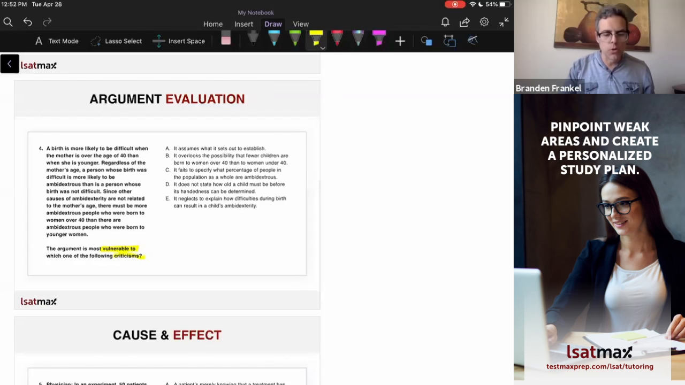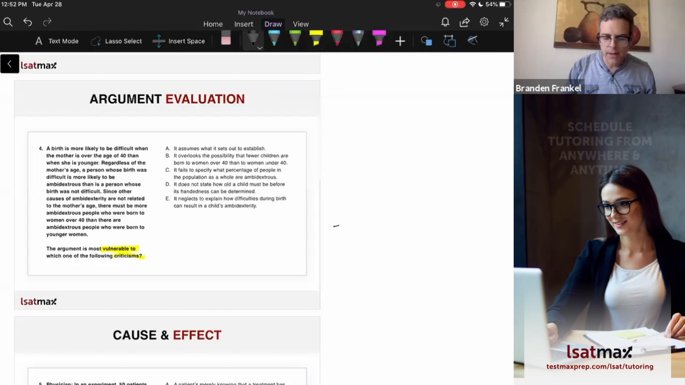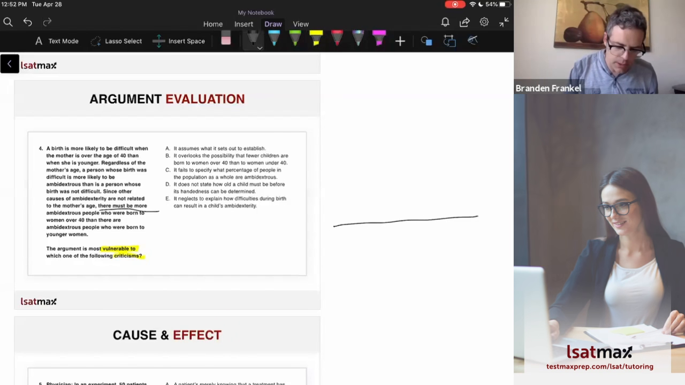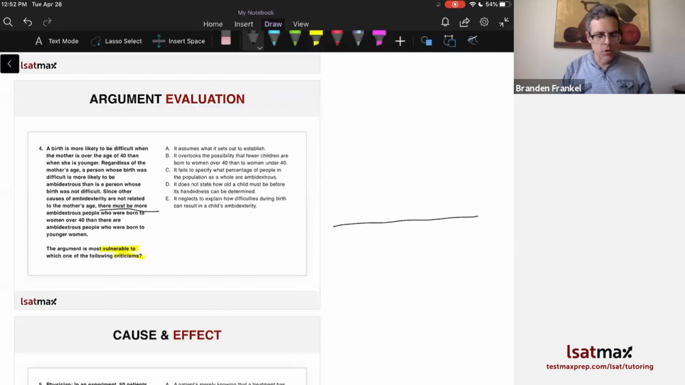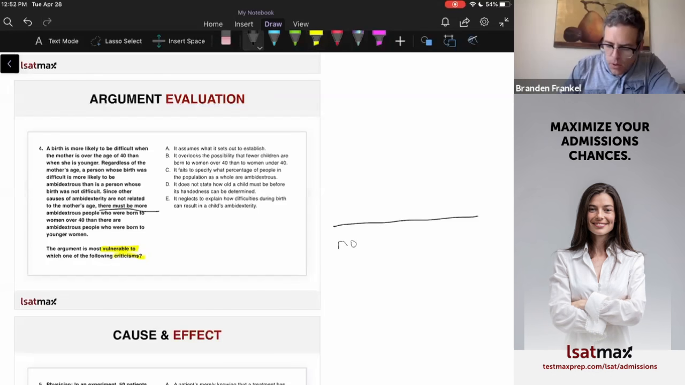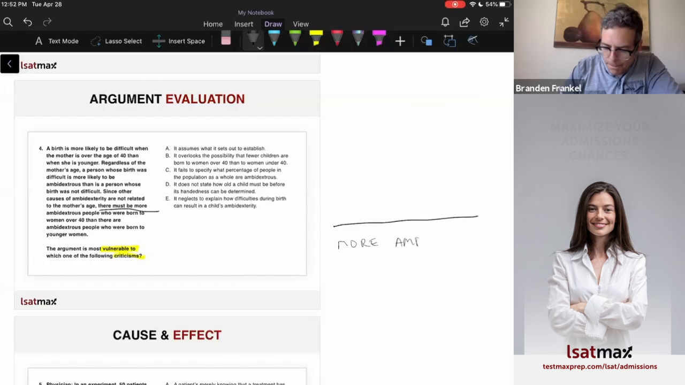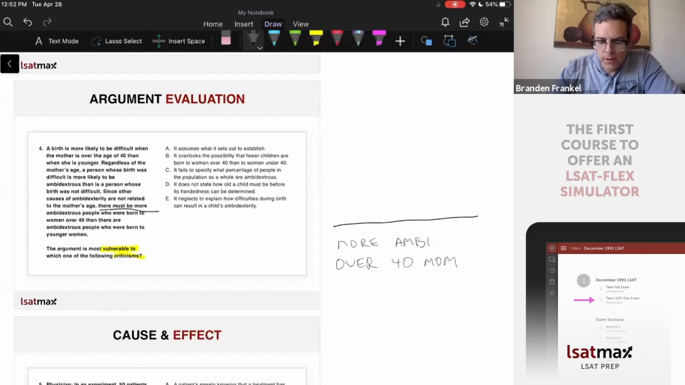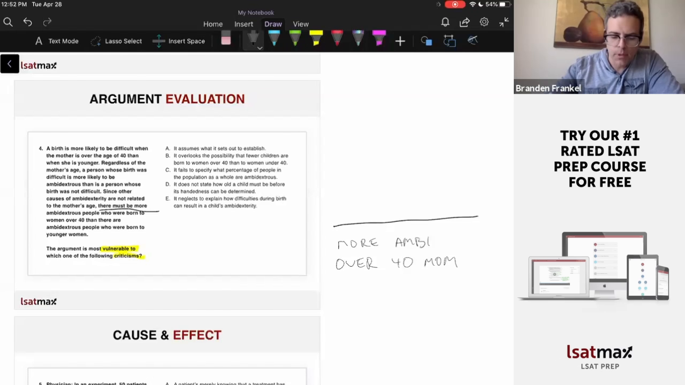The first thing you always want to do in addressing an argument is to identify the argument's main conclusion. And the main conclusion, I think, is the last half of this sentence, starting here. There must be more ambidextrous people born to women over 40 than ambidextrous born to women under 40. So more ambidextrous with over 40 moms. Now they lead you through a whole bunch of stuff, but let's pick out what I think they're trying to get you to rely upon to come to this conclusion.